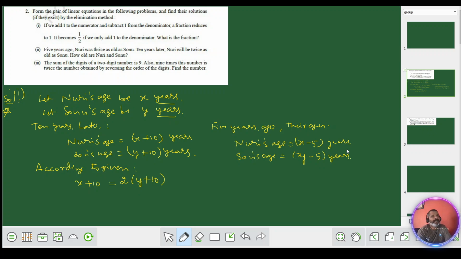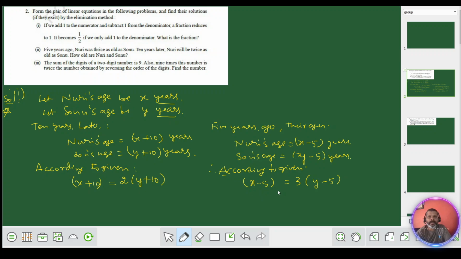Okay. Then now read it. Therefore, according to the given, I missed this first part. You have to write this first part in the beginning, next the 10 years later part. According to the given, read it. 5 years ago, their ages were x minus 5 and y minus 5. Nuri was thrice as old as Sonu. Nuri's age is how much? X minus 5 is thrice as old as Sonu, y minus 5.